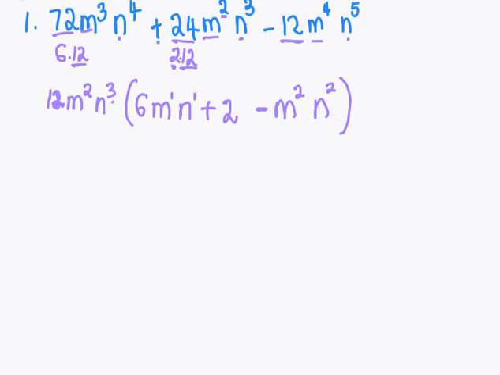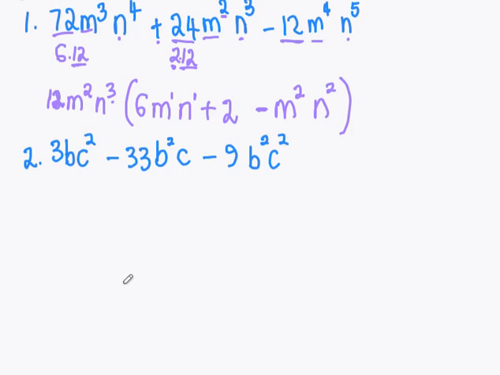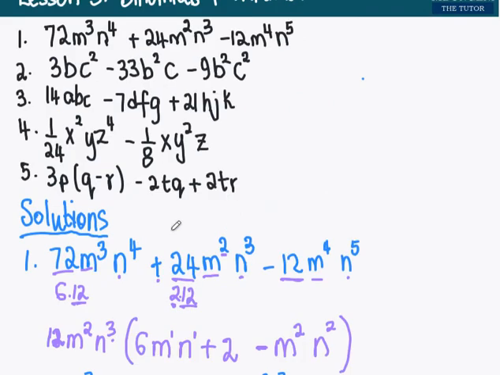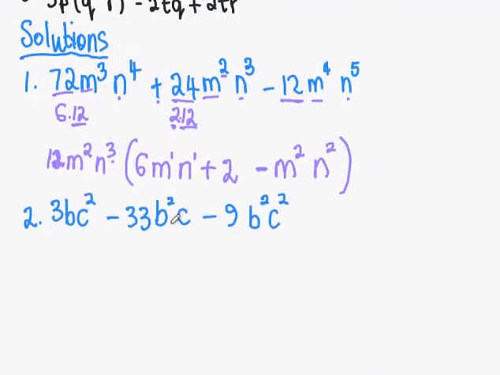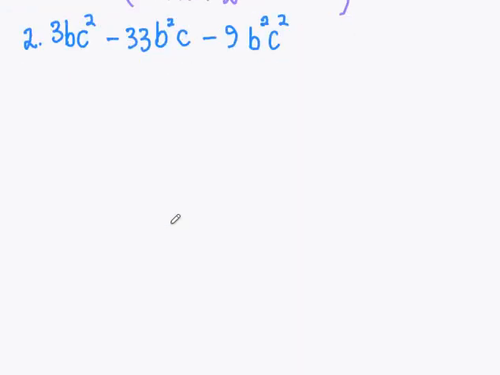So now let's have a look at number 2. Number 2 was recorded as 3bc squared minus 33 b squared c minus 9 b squared c squared. Let me just verify that. There it is: 33bc squared, 33b squared c, 9b squared c squared.